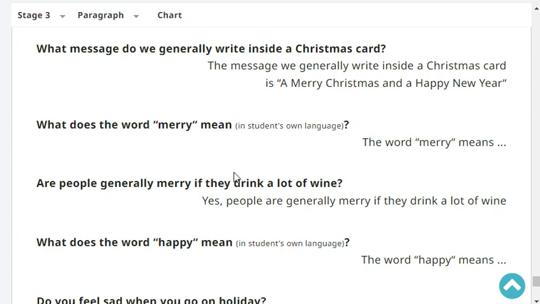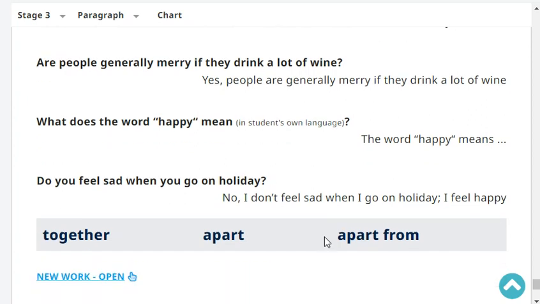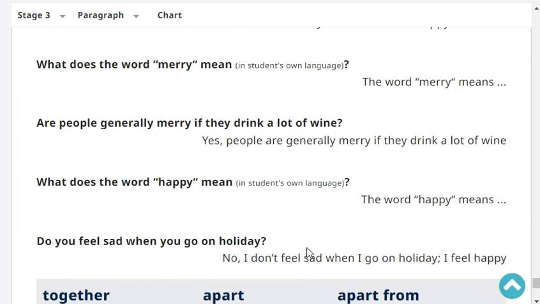Are people generally merry if they drink a lot of wine? Yes, people are generally merry if they drink a lot of wine. Very good. One more. Yes, people are generally merry if they drink a lot of wine. Very good.